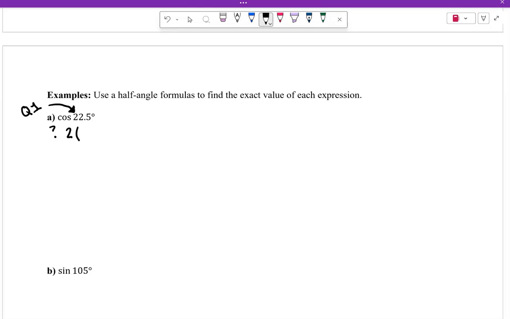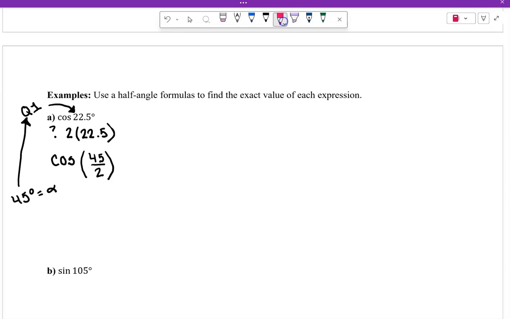Okay, what is 2 times 22.5? Hopefully you said 45. So I want you to think of the problem as cosine of 45 divided by 2. Okay, so a couple different things here I want you to think of. First, 45 degrees is your alpha. 45, we are still in quadrant 1, so everything is still good.